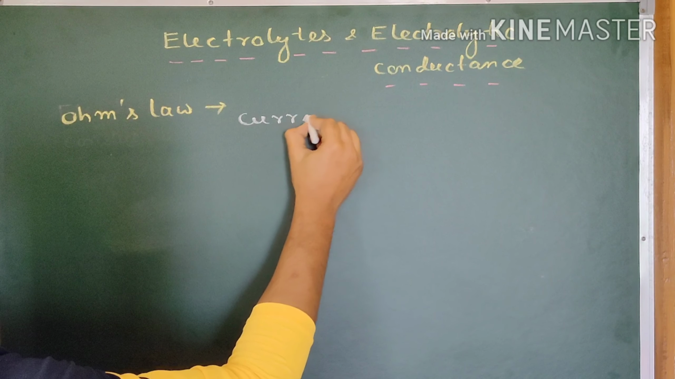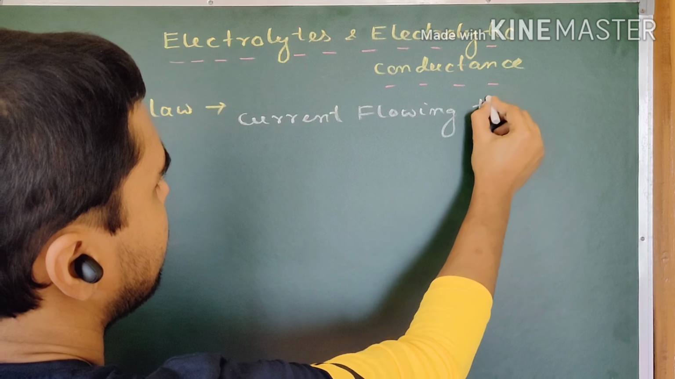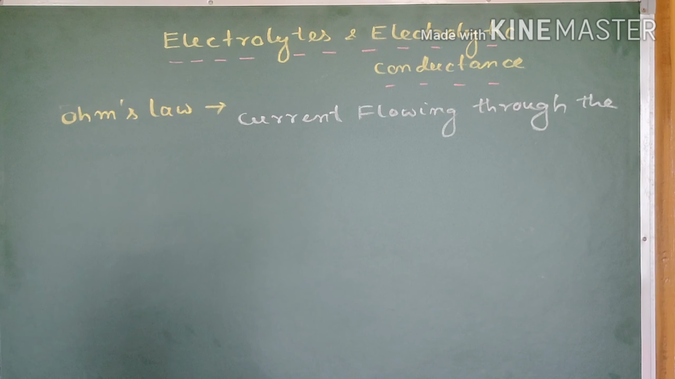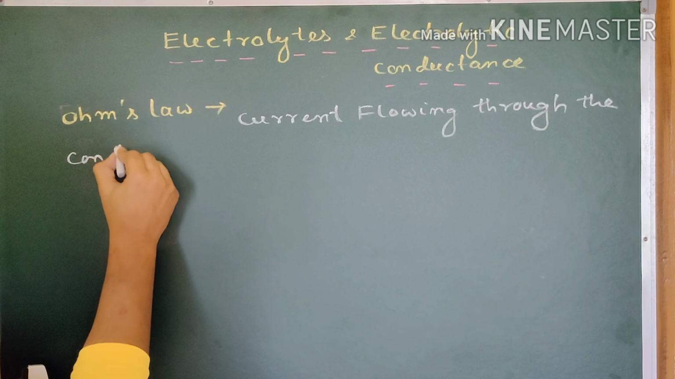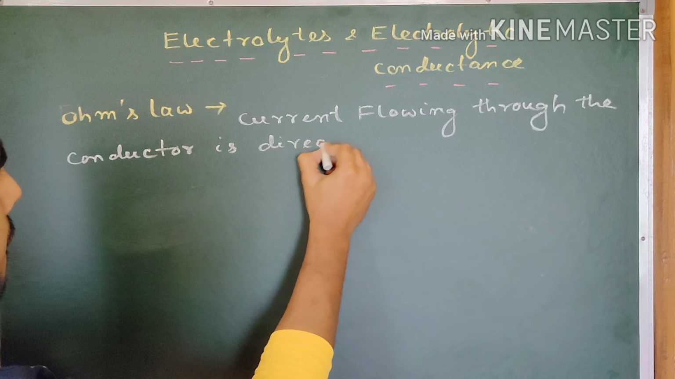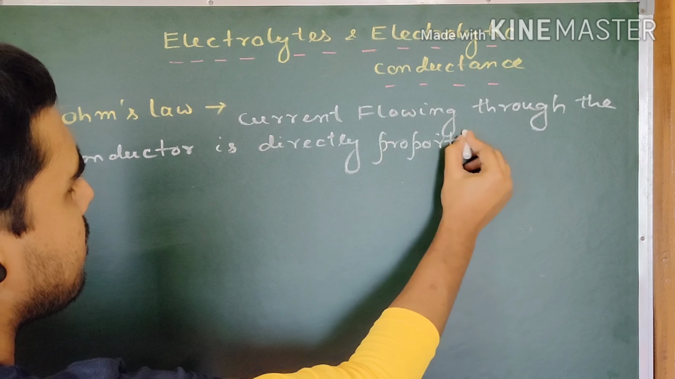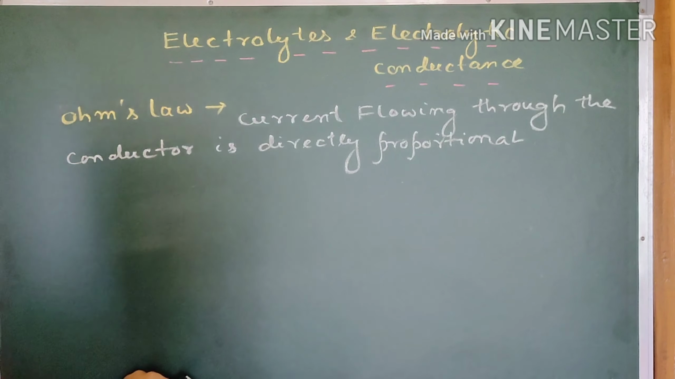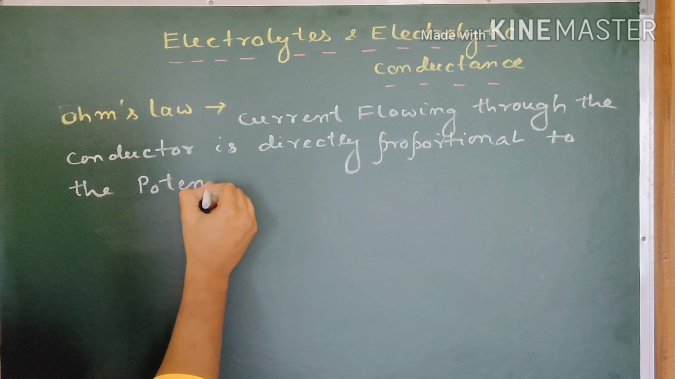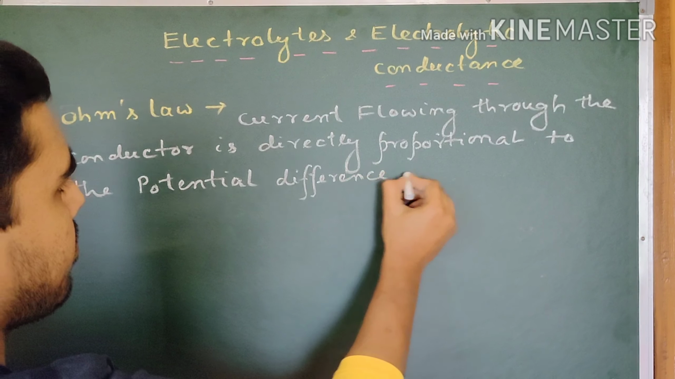Let me write: current flowing through the conductor is directly proportional to the potential difference across.